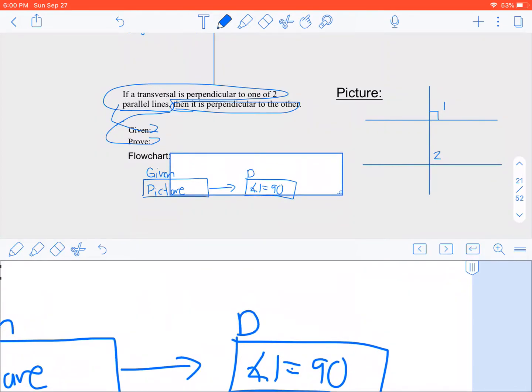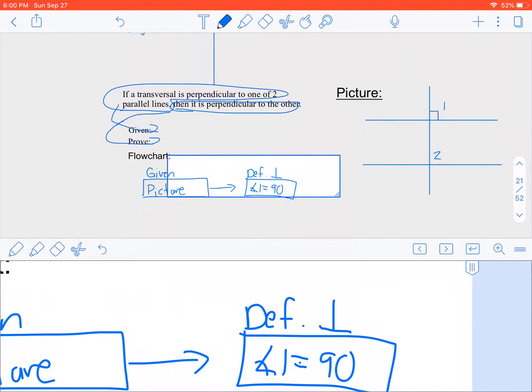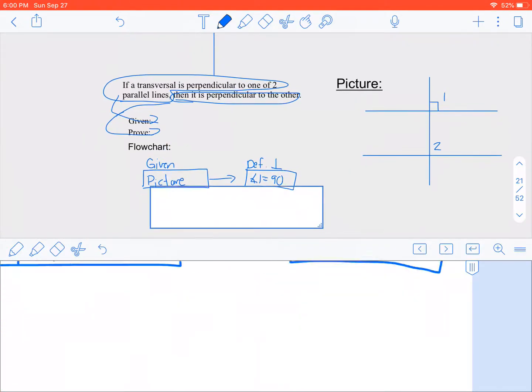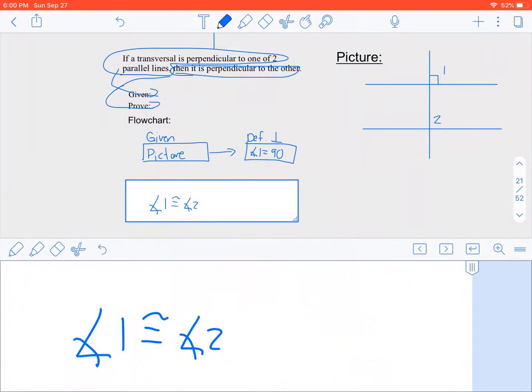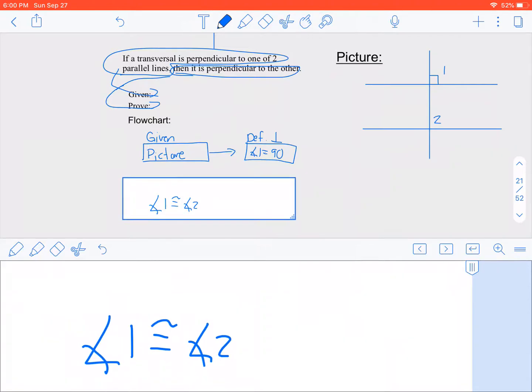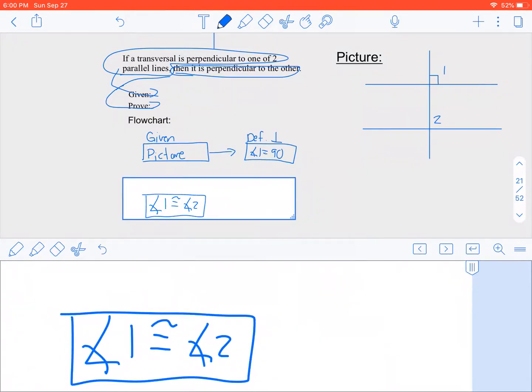Definition of being perpendicular. Now, looking at my picture again, I know that angle 1 is congruent to angle 2. Those are congruent. How do I know that?